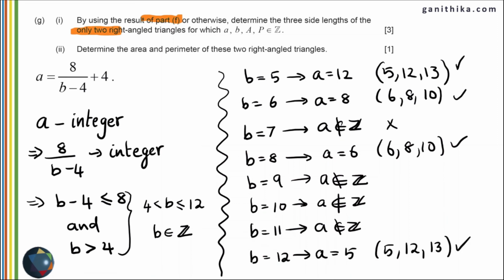Once you finish all the values for b from 5 to 12, you will notice that 6, 8, 10 and 5, 12, 13 are repeated. There are only two right angle triangles with sides 5, 12, 13 and 6, 8, 10 in this question.